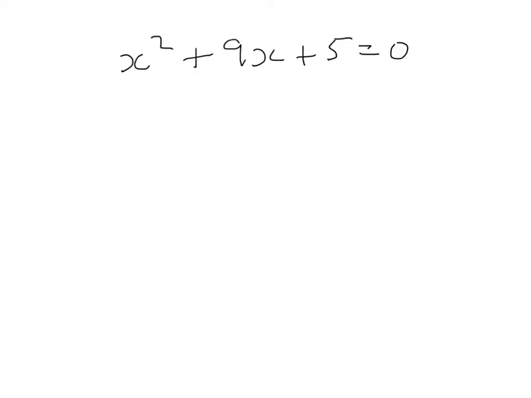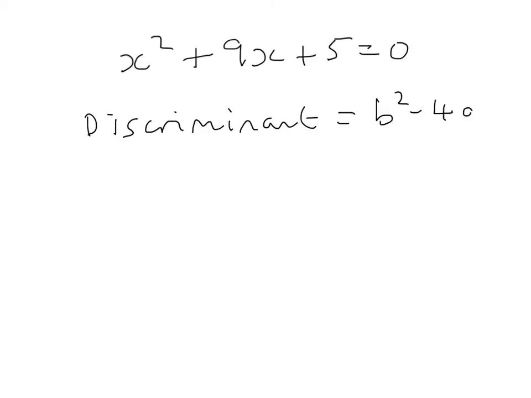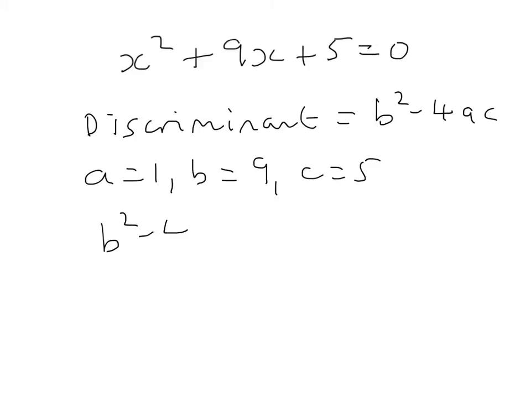So how can we tell by looking at an equation whether or not there are any solutions? Well, the clue is in what's called the discriminant. The discriminant of a quadratic equation is b squared minus 4ac. In this case, a equals 1, b equals 9, c equals 5, so b squared minus 4ac is 9 times 9, that's 81. 4 times 1 times 5 is 20, so that's 61.